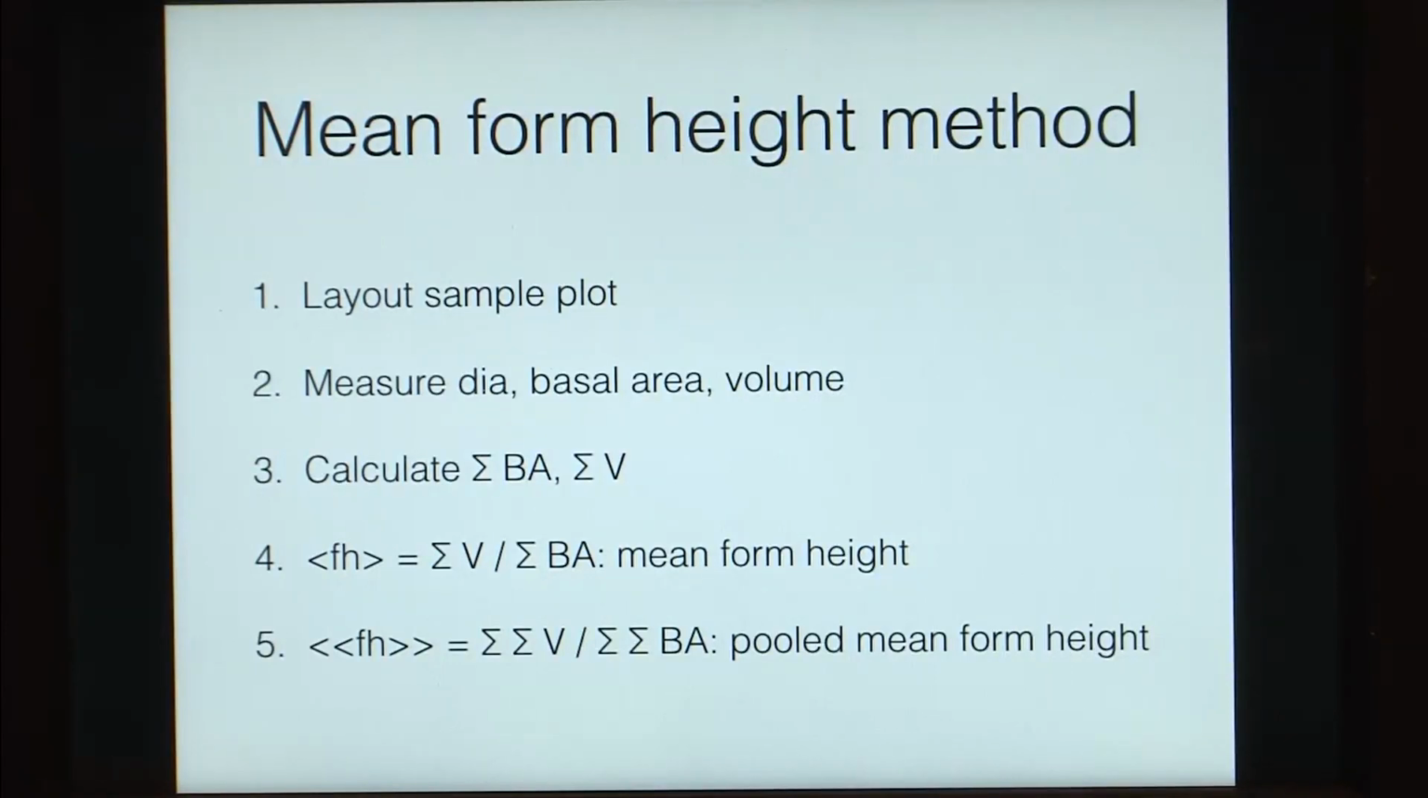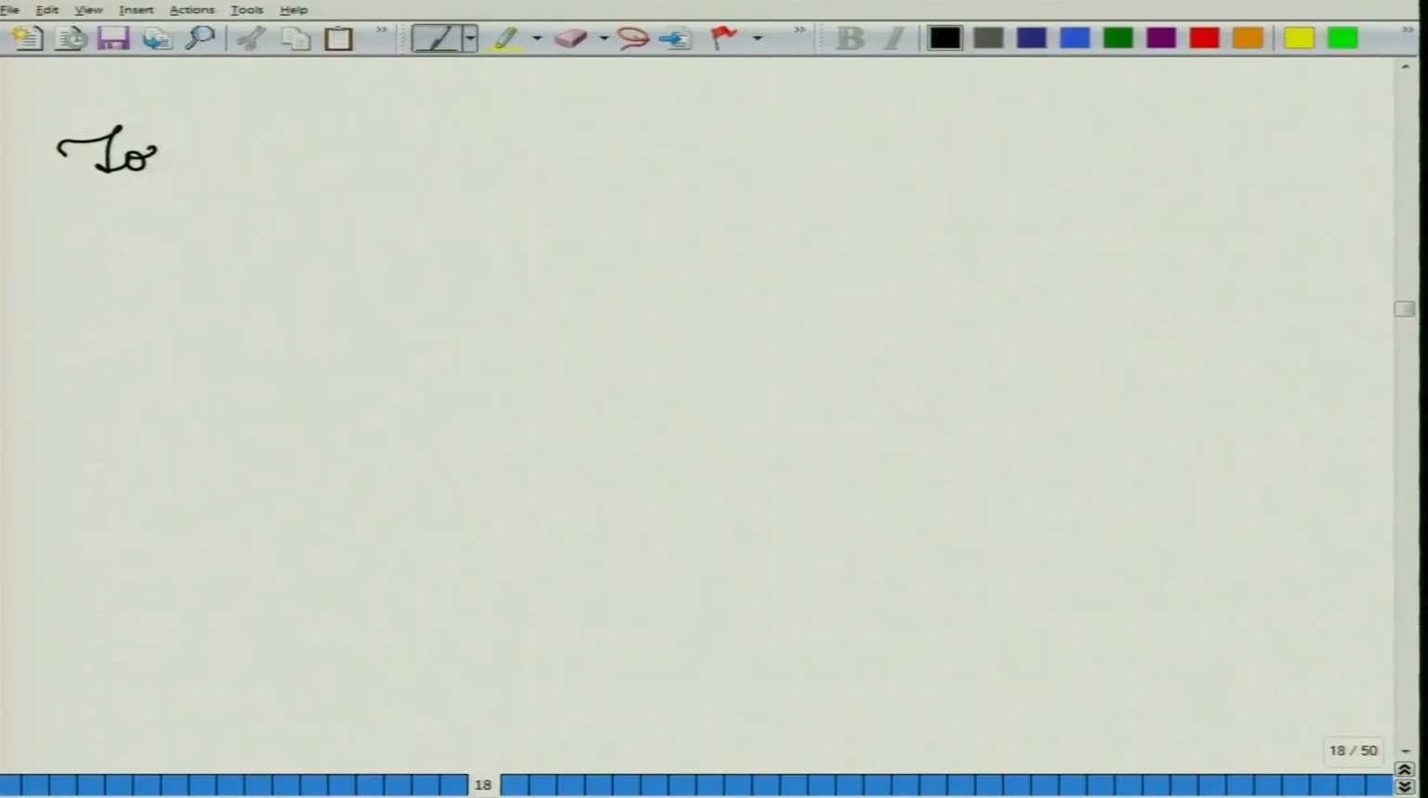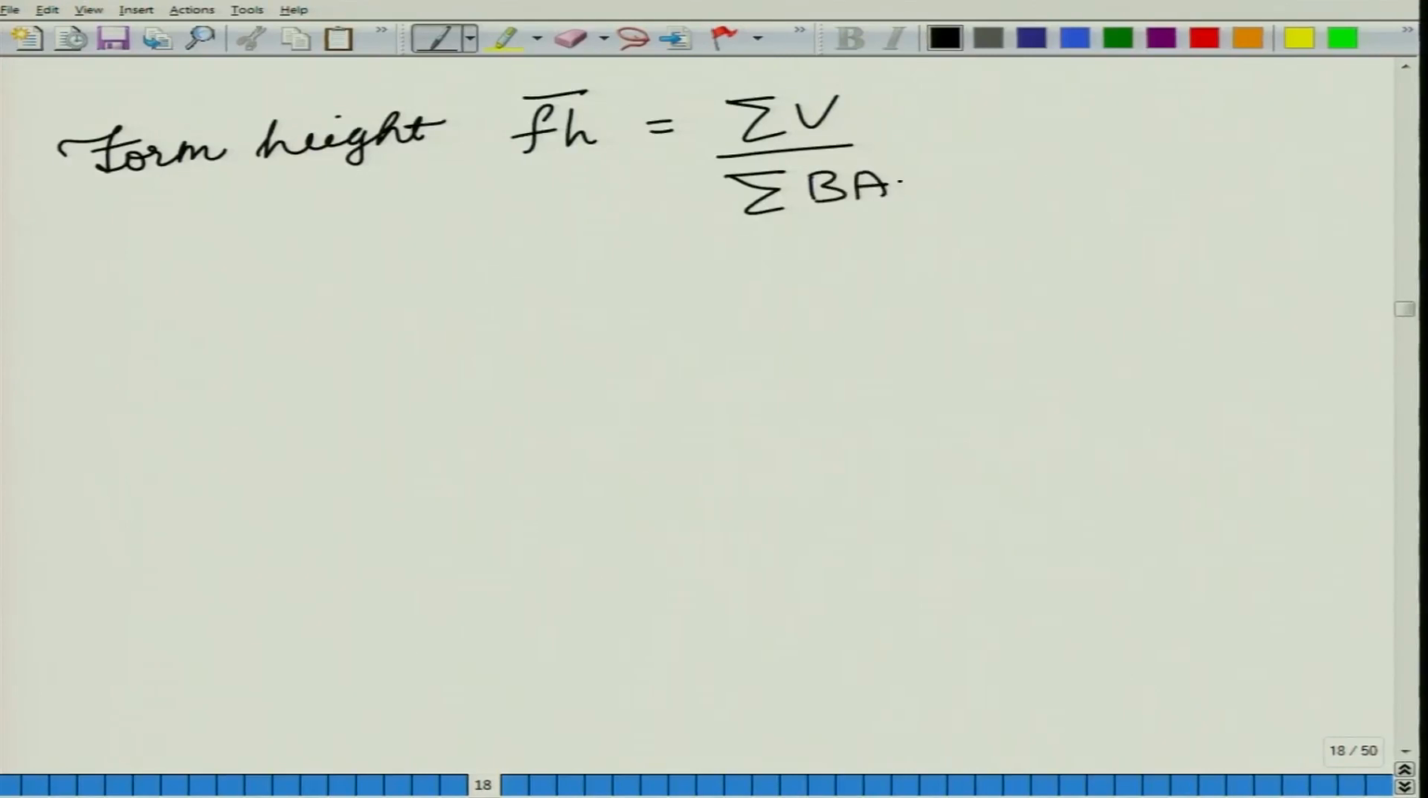Now, what is the form height? Form height is defined like this. We have form height or FH averaged out. This is the mean form height. It is given by the sum of the volumes of all the trees divided by the sum of the basal areas of all the trees. Essentially, you can say that form height is the height of the tree multiplied by the form factor, but we can also write it as the sum of the volumes divided by the sum of the basal areas.